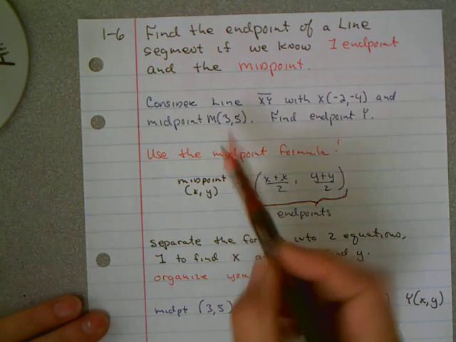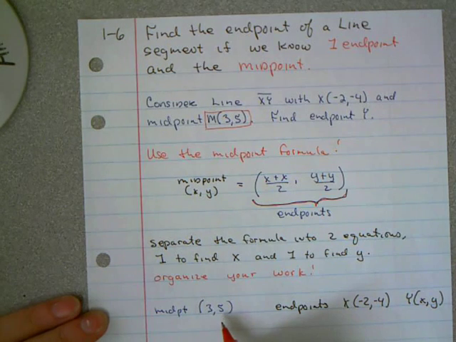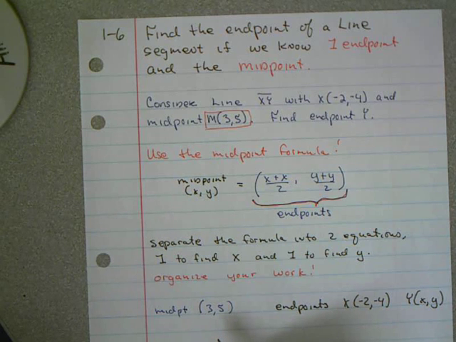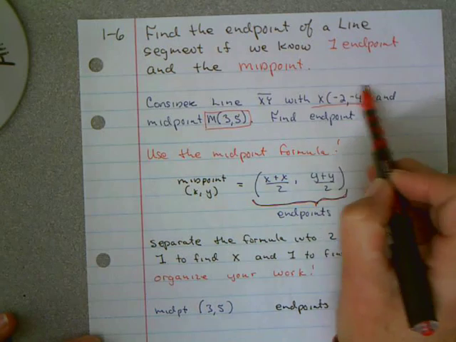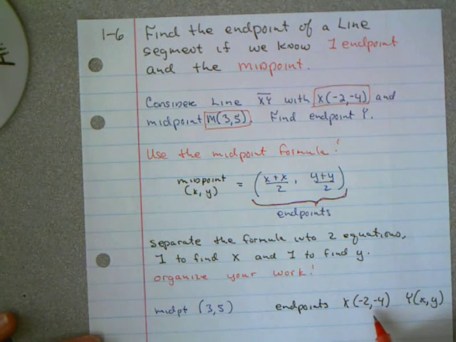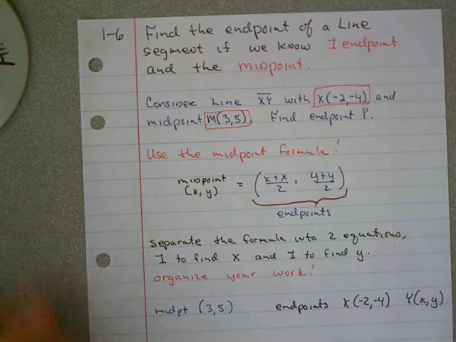So the first thing I do is I look up here and say, okay, midpoint (3, 5), put that over here. That's going to be important because that's going to go on the left side of your equation. Now my endpoint, they gave me that X was (-2, -4), but I don't know the coordinates of Y. So I'm just going to call those coordinates x and y for right now.